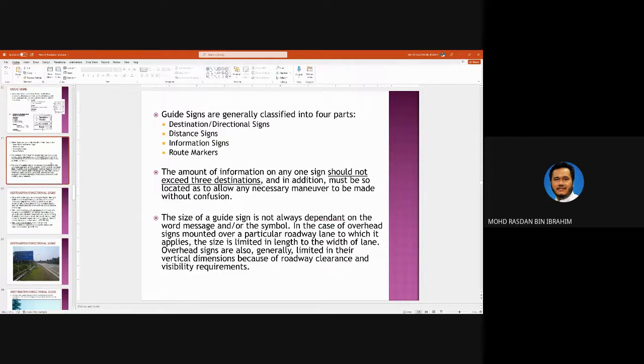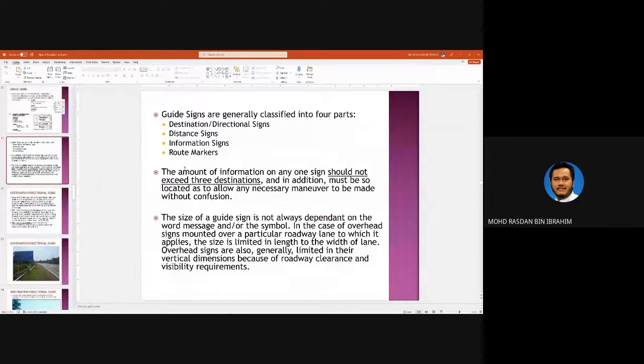Guide signs are generally classified into four parts: directional or destination signs, or it can be distance signs, where it has the distance, how many kilometers for you to reach Seremban, for example. Directional has, okay, turn right to go to Seremban, but it does not have the distance. It can also be information signs, or route markers. Route markers, I'll show you afterwards. These are very rare signboards actually.